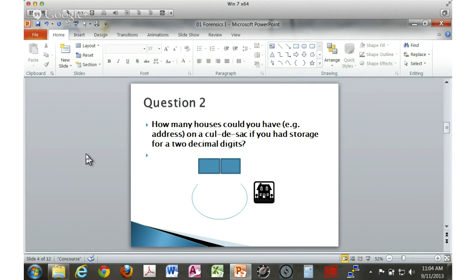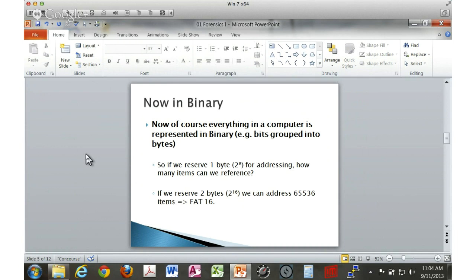Okay? So now, of course, the computer is in binary, and we're constrained to this, byte size or word size. So let's look at this. If we reserve one byte, 2 to the 8th, for addressing, how many items can we reference? We know this. Okay? How many items can we store in a byte? Or how many values can we represent in a byte? 256. The range from 0 to 255, 255 being the maximum number. And this, of course, we're constraining ourselves to positive integers. There is, of course, a way to denote negative integers as well, and we will get into that right now.